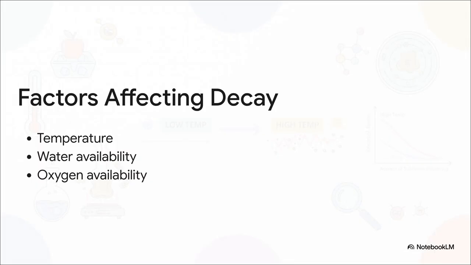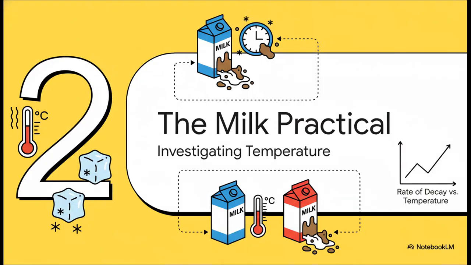Now, this process doesn't always happen at the same speed. The rate of decay can change a lot depending on the conditions. The three big factors you need to know are temperature, water, and oxygen. And for this required practical, we are zooming in on just one of them, temperature. Right then, let's dive into the practical itself. The whole point of this experiment is to investigate how temperature affects the rate that milk decays.